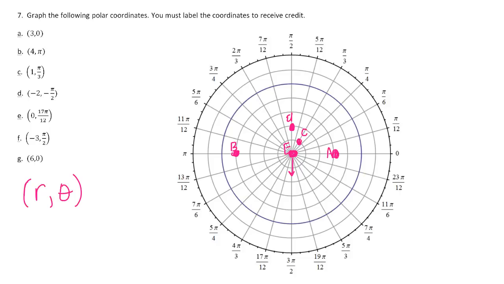Negative 3 and pi over 2, so we do have our measure of pi over 2, but then I've got to go backwards 3. 1, 2, 3. So that's going to put F down here. Well, my pen has decided to quit working. 1, 2, 3. So we're down here. And so that's going to be F. And then G, 6, 0. So we're going toward the angle 0, and we're counting over 6. So 3, 4, 5, 6. So right here should be our final point, G.